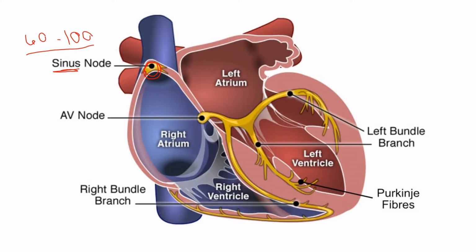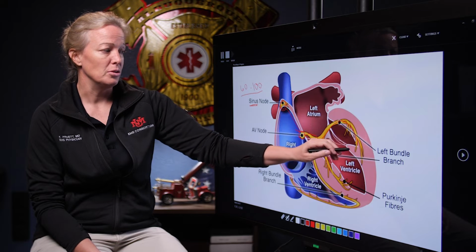It sends a signal down to the AV node, which is still in the right atrium above the ventricles, that holds the signal for just a second before it sends the message down to the right side. Since the left side is so big, it has two pathways to send to the left side because that's a big muscle that needs to contract really strongly. And so the left bundles, there's two of those.